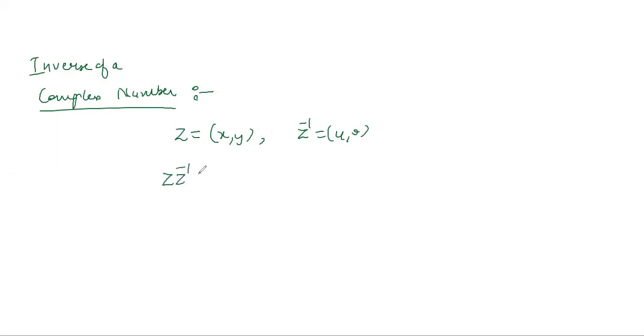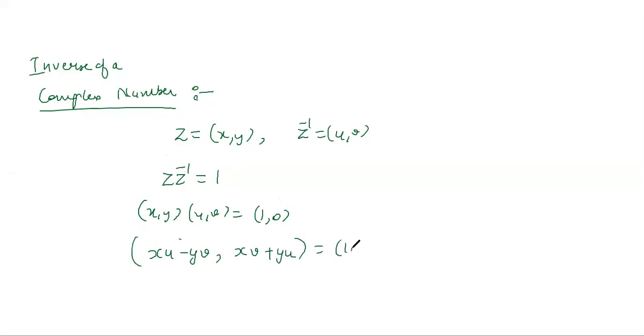The property of the inverse is this: if you multiply both of them, you get a real number, which is 1. That is the meaning of inverse: upon multiplication you get exactly 1. So can you find this u and v? It is very easy. (x, y) multiplied with (u, v) should be 1, and 1 means (1, 0) in terms of ordered pairs. Now you use the rule of multiplication again, so (xu minus yv, xv plus yu) is what you will get on multiplication.